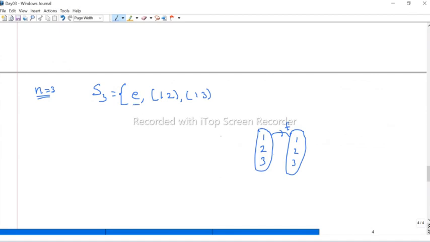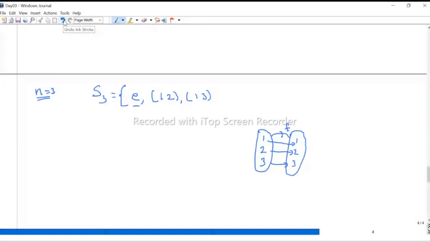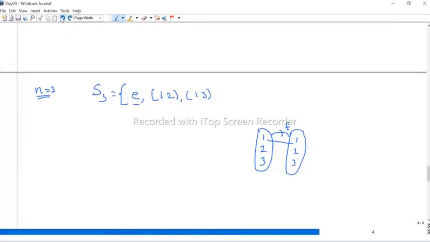Identity means one function where 1 maps to 1, 2 maps to 2, 3 maps to 3. That I am defining as E, the identity permutation, the identity function. The next one, 1 comma 2, means the element 1 maps to 2 and 2 maps to 1, but 3 is fixed. 3 I am not mentioning here, which means 3 goes to 3. So this is another function. This is also one-one and onto. I am denoting this function as 1 comma 2, that is, 1 maps to 2, 2 maps to 1.